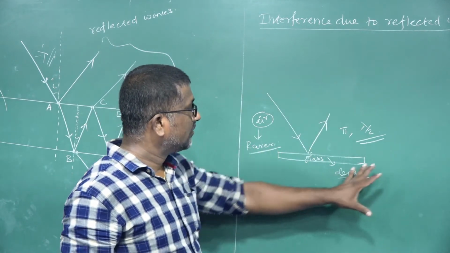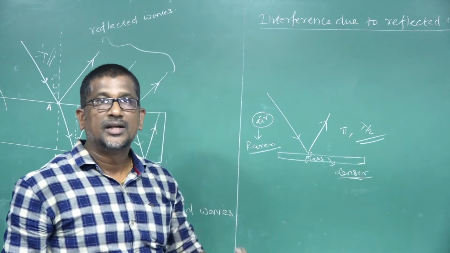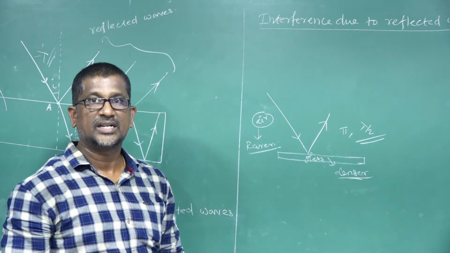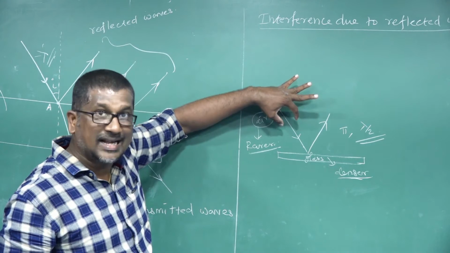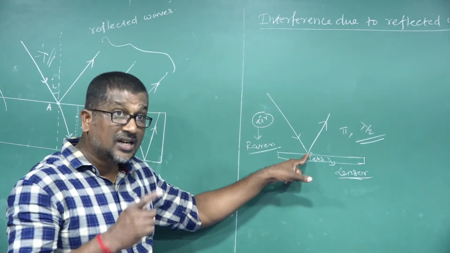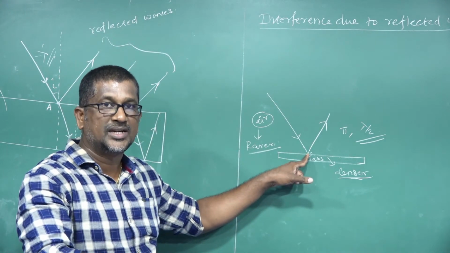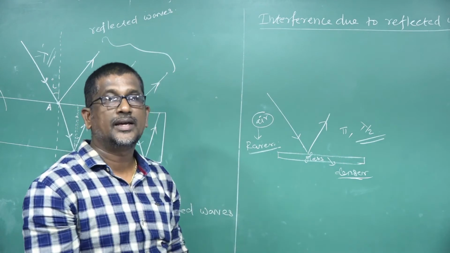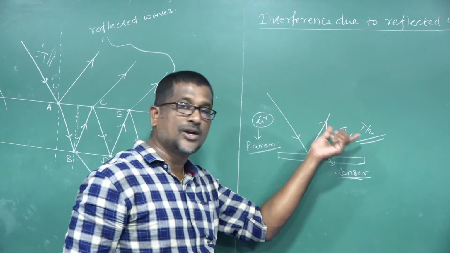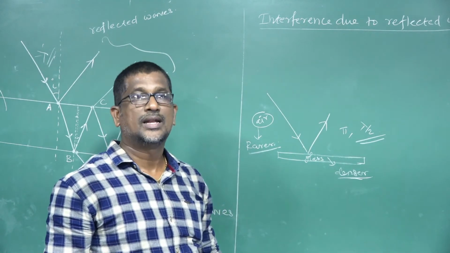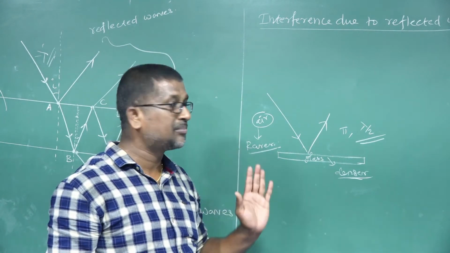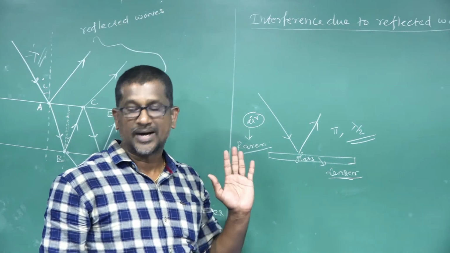So this is a very important condition while dealing with the interference region. Once again I repeat, if any wave travels in the rarer medium and gets reflected from the surface of the denser medium, it automatically undergoes a phase change of pi or path change of lambda divided by 2. This is an important condition, so keep it in your mind.